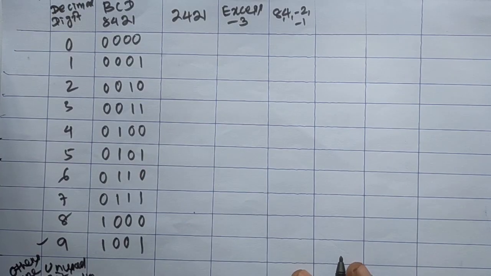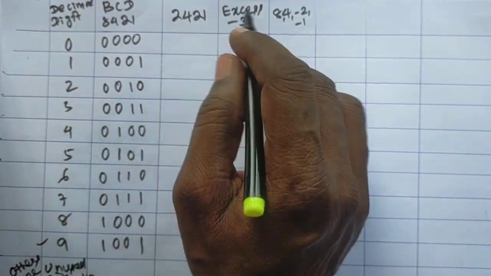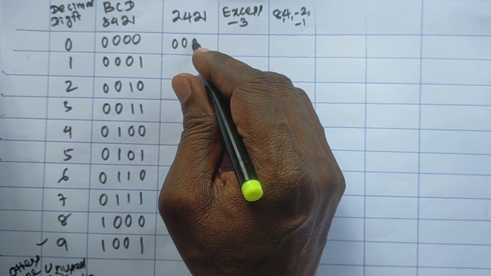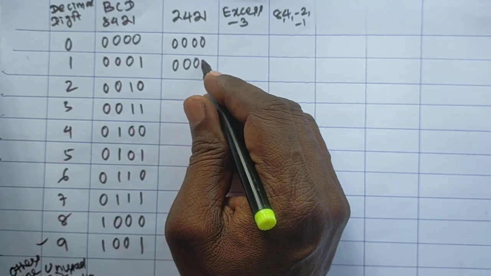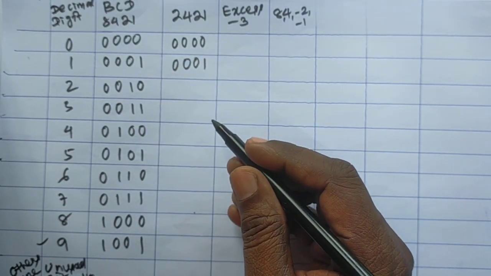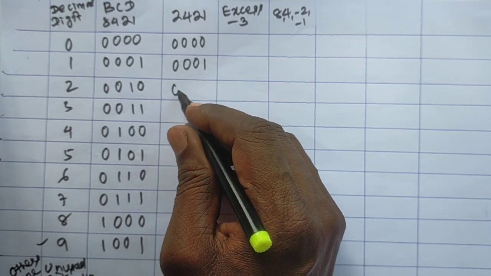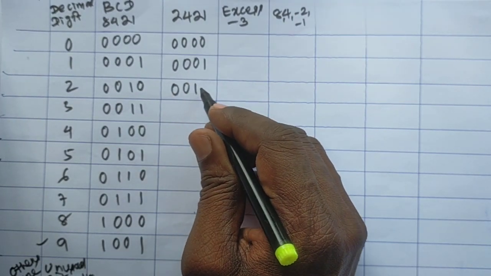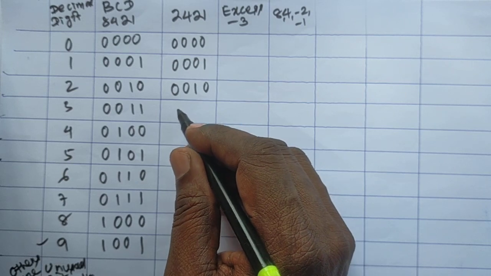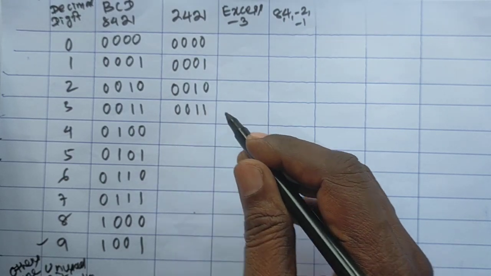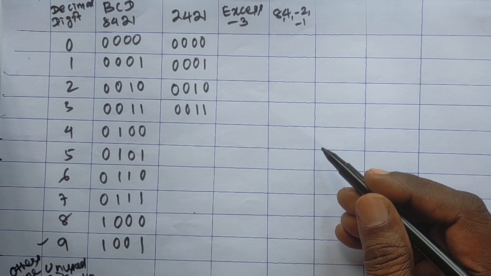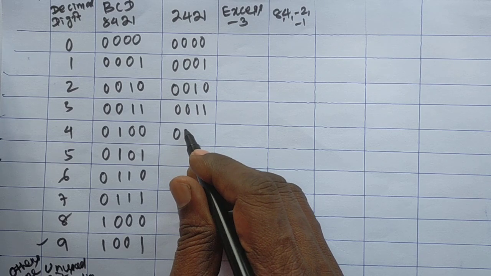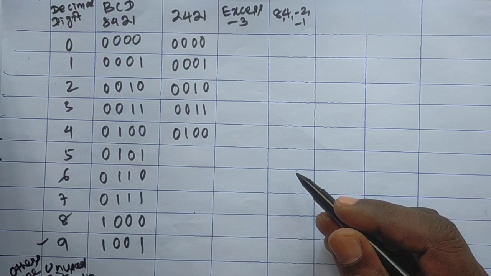Next, 2421. Similarly, for 0, all positions are 0, no problem. If it is 1, very simple, 0001. 2 is in the second position, 0010, because 2 is there. Next 3 is 0011. And if 4, similarly 0100. 4 is required in this way.